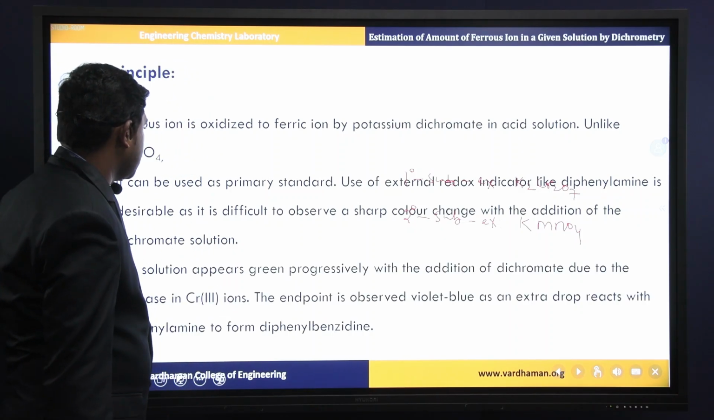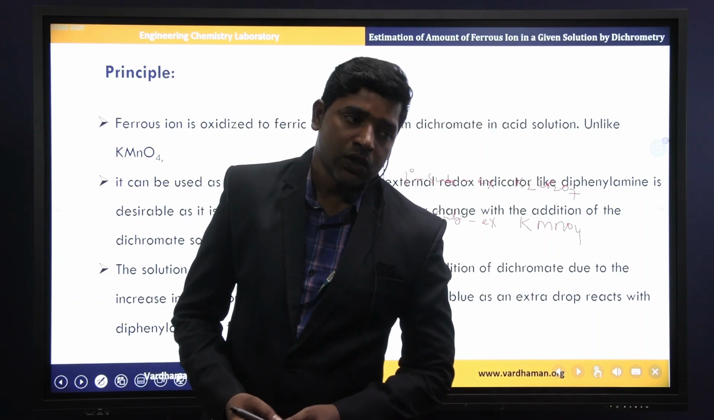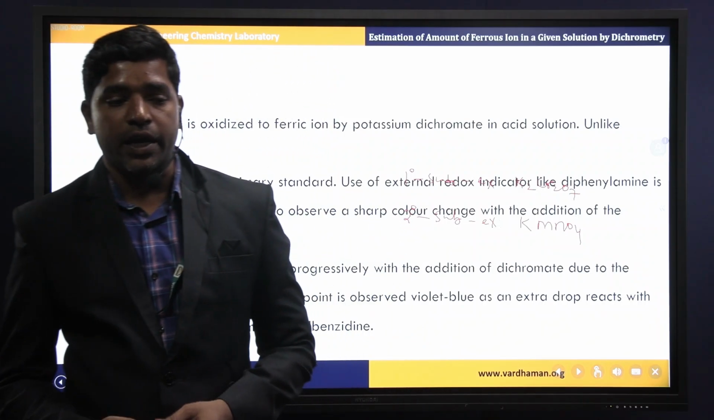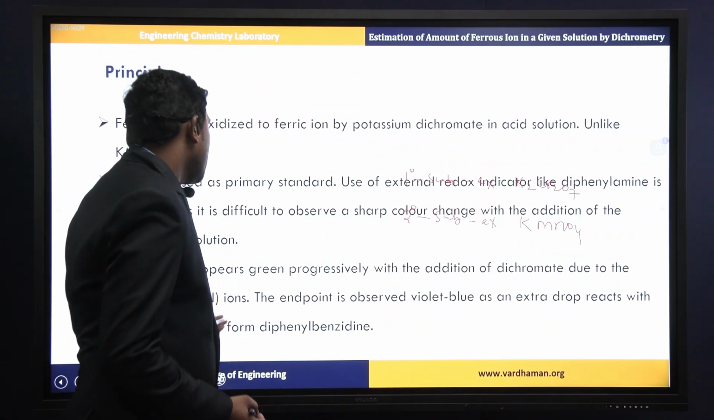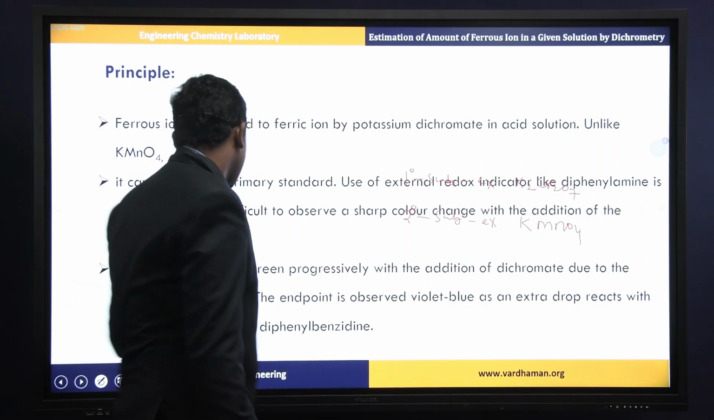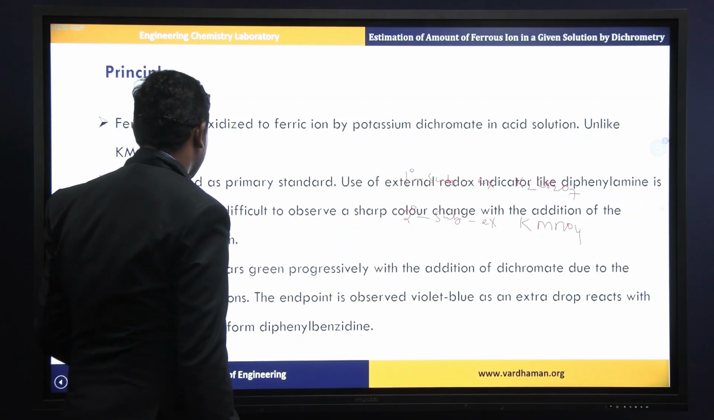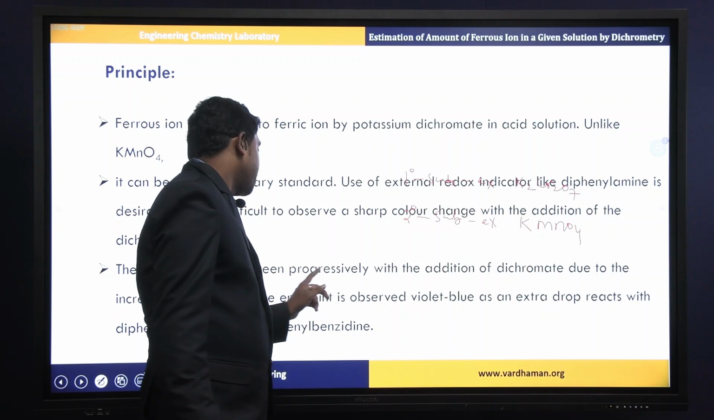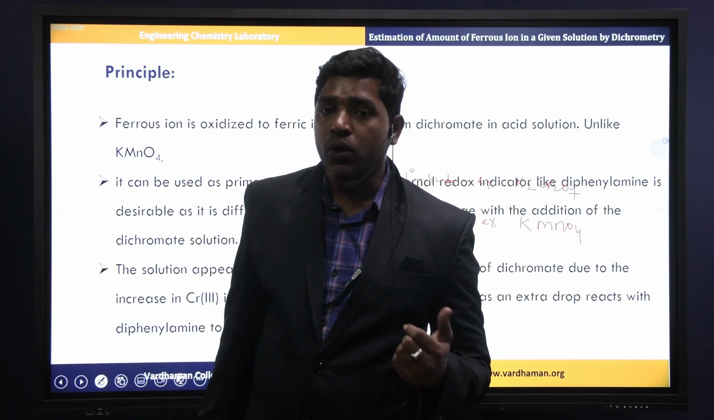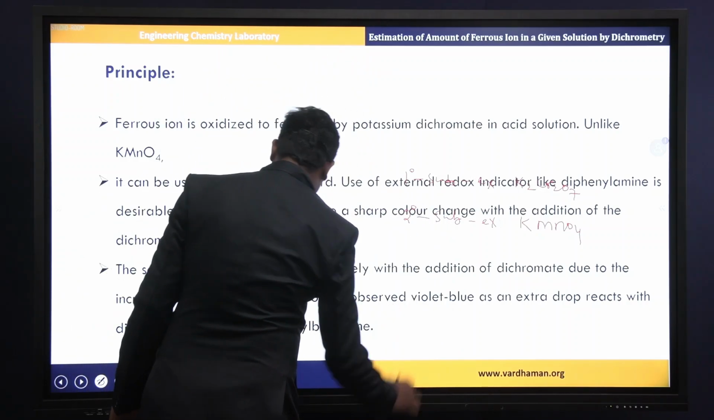Unlike potassium permanganate, the solution appears as a green pigment. Whenever we start the titration, the colorless Mohr's salt solution is titrated against potassium dichromate. Initially we observe a green color, which indicates the formation of chromic ions in the solution. At the end point, we have to observe a violet blue color.